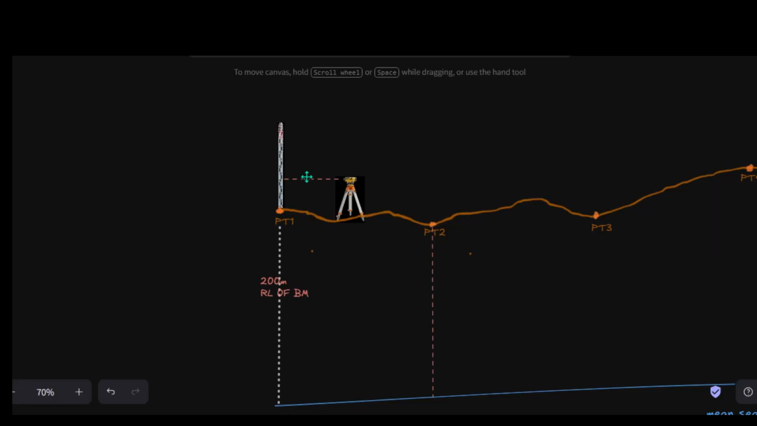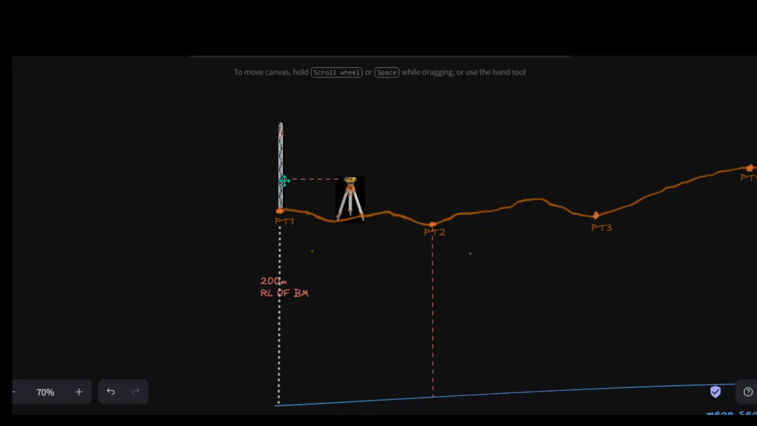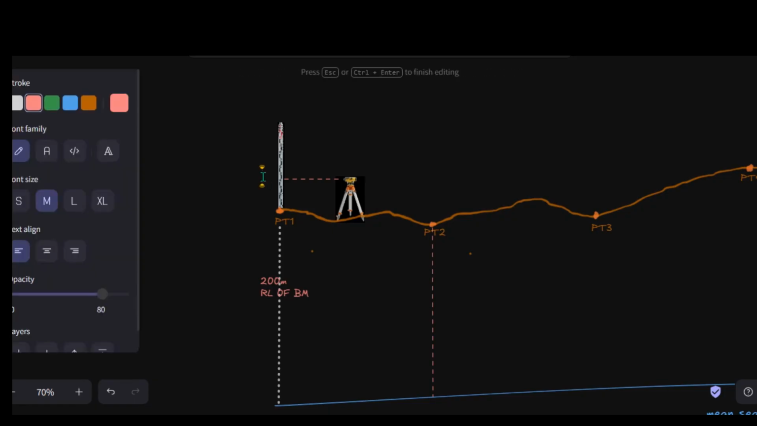From this line where you sight this object, this line here is called the line of sight. So imagine from this point to the line of sight, it has a height. Because it is the first reading taken on a known point, we call that back sight. Say the back sight reading, BS, was about 2 meters.